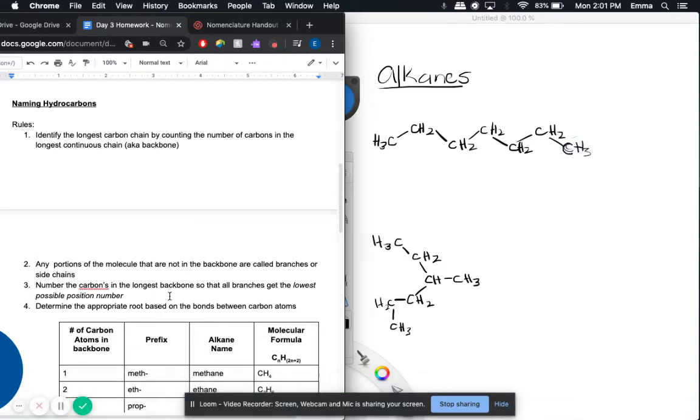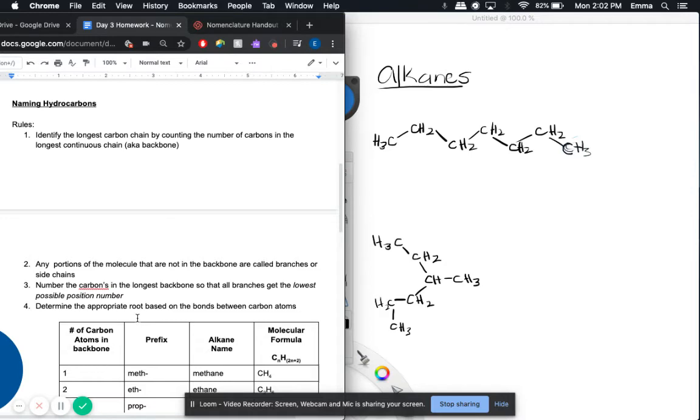So the first rule is identifying the longest carbon chain, and it has to be a continuous chain that you're looking for, and we're going to call that one the backbone. So number 1 and 3 talk about finding and numbering the backbone. Any portions of a molecule that are not included in that backbone get called the branches or the side chains. And then you want to number the carbons along the backbone so that those side chains get the lowest possible position. Depending on if you number it from left to right or from right to left, the side chain will fall on a different number of carbon. So you want it to fall on the carbon that has the lowest number possible.